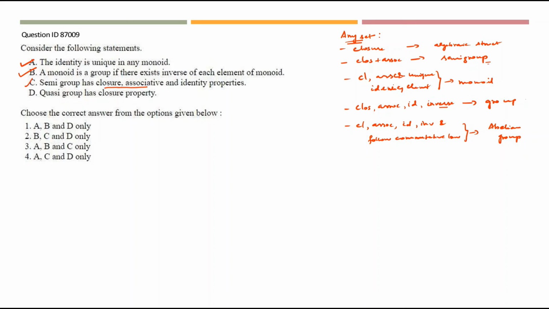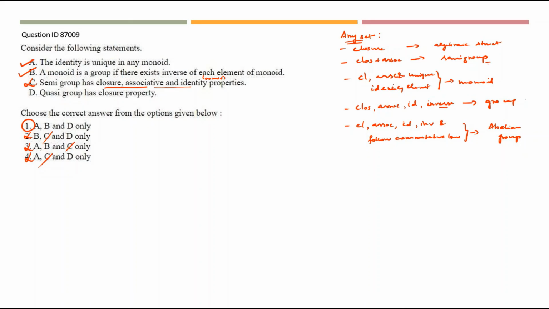So C is not correct. When you have all these properties, this becomes a monoid. If you don't have any idea about quasi-group, let's solve with this. When you exclude C, all the 3 options will be removed. So option number 1, A, B and D only will be the right answer.